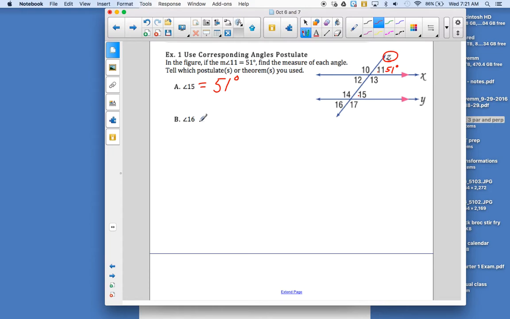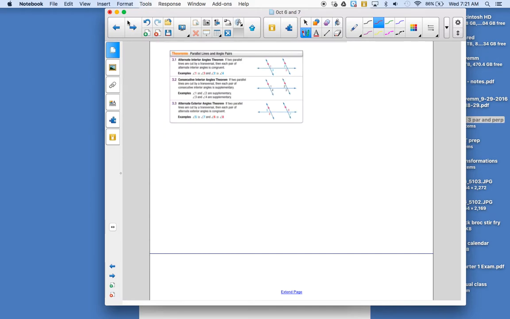Now let's look at angle 16. If angle 15 is 51, angle 16, which is vertical to it, these are vertical angles, would also equal 51 degrees because vertical angles are congruent anywhere, anytime. So this is vertical to 15. It is also alternate exterior, so we're going to see what happens there.